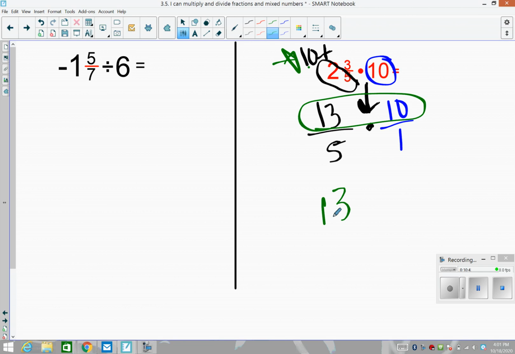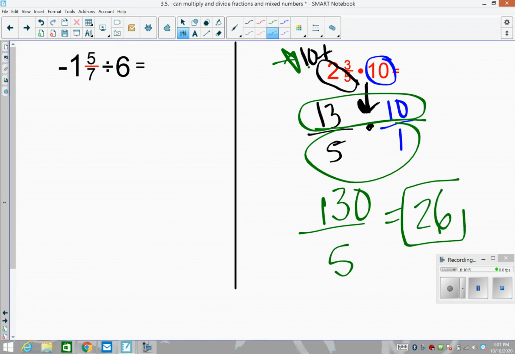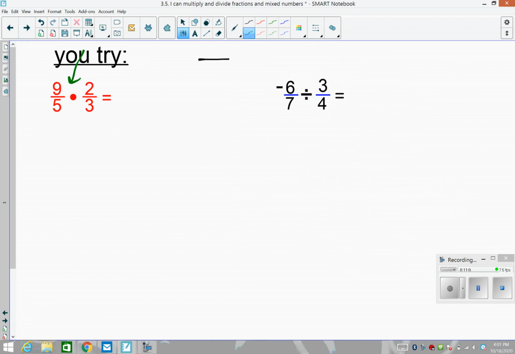That gives me 130 if I multiply the tops, multiply the bottoms. Divide by 5 gives me 26. Now, I don't have any negatives in this problem, so this is really an elementary math problem, but that was my conversion to improper, and then we just go from there. And then the last problem of the day, I want to hit this division problem. So why don't you pause the video, give that one a shot.